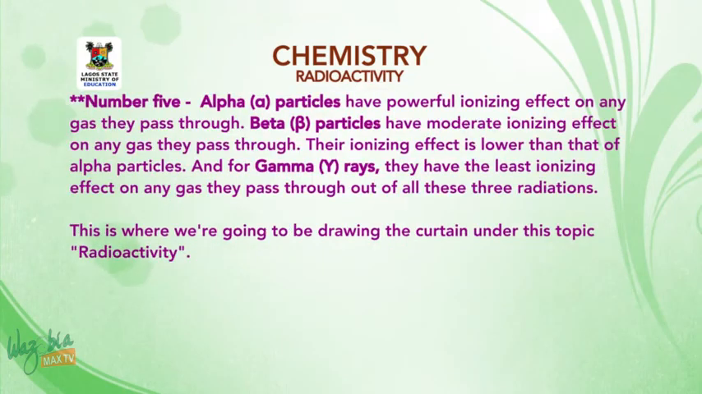Number five, alpha particles have powerful ionizing effect on any gas they pass through. Beta particles have moderate ionizing effect on any gas they pass through. Their ionizing effect is lower than that of alpha particles. And gamma rays have the least ionizing effect on any gas they pass through out of all these three radiations. This is where we're going to be drawing the curtain under this topic, radioactivity.